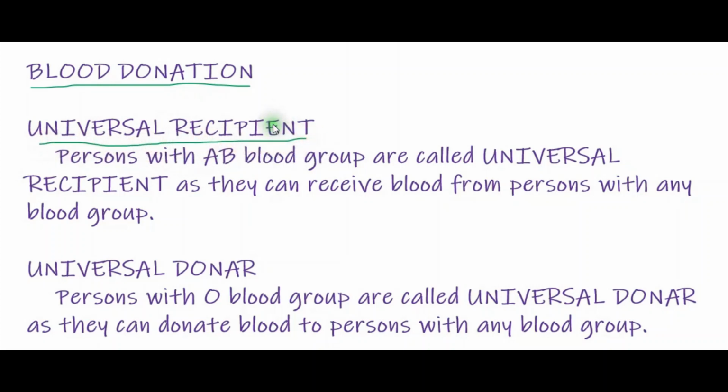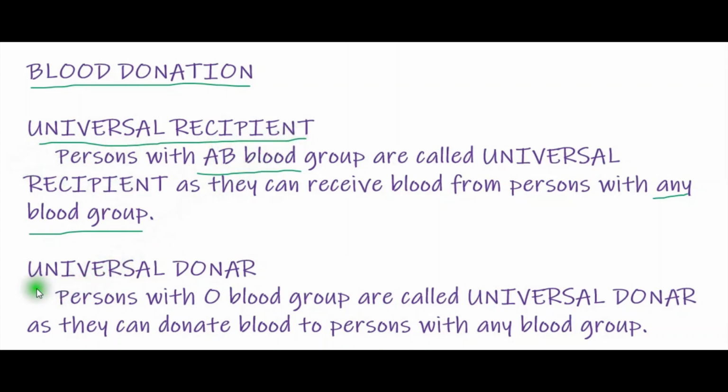Recipient means one who is receiving the blood. Persons with AB blood group are called universal recipient. Why? They can receive blood from persons with any blood group. So AB blood group persons are called universal recipient. They can receive the blood from all the blood group persons.